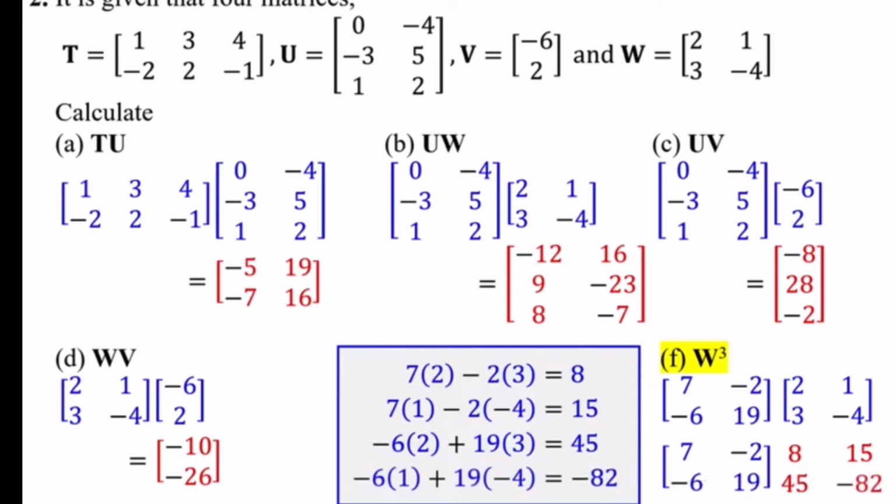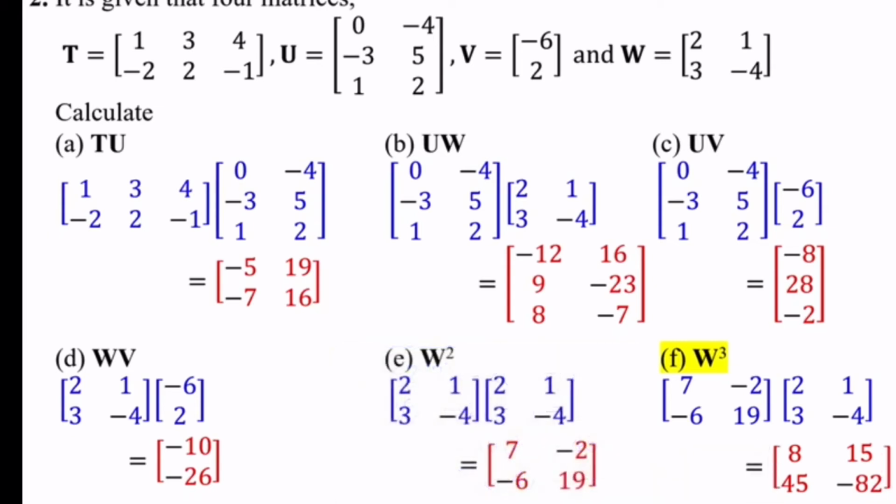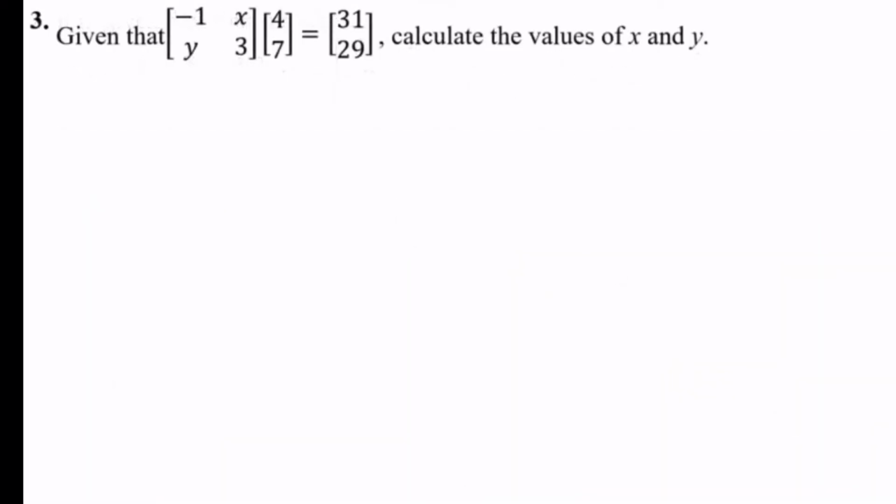negative 82, right? Okay, so 19, sorry, it's 19 times negative 4, not 9. So your answer is negative 82. All right, so let's discuss question number 3.